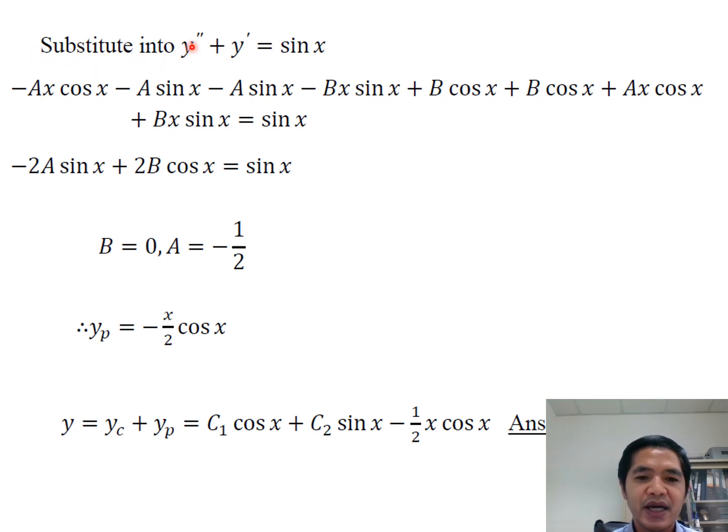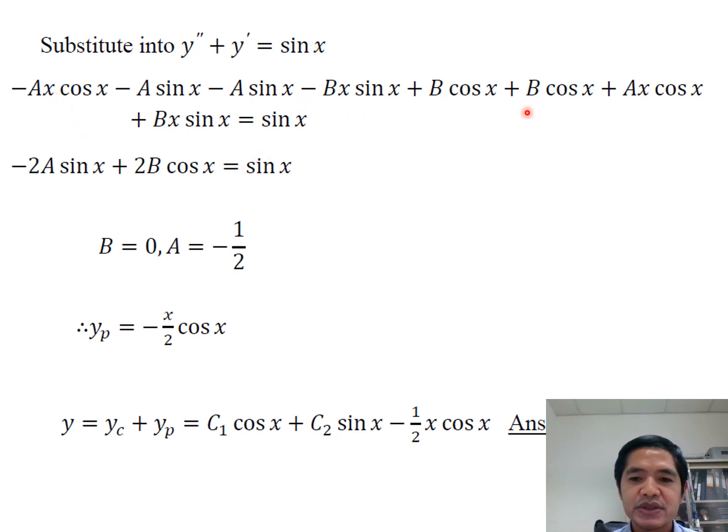So you substitute into y double prime plus y, there's no prime here, that's y, plus y equal to sine x. And then you compare the coefficients on the left hand side and the right hand side. This is y double prime, and a x cos x plus b x sine x is y, equal to sine x here.